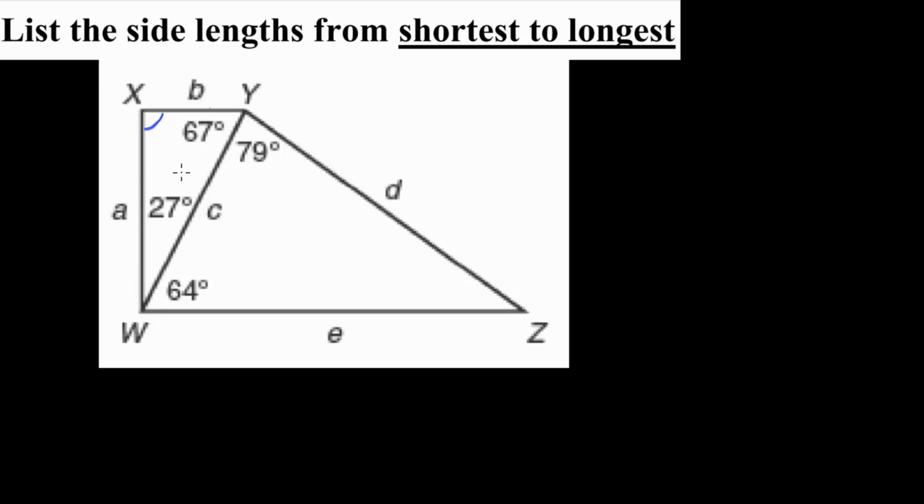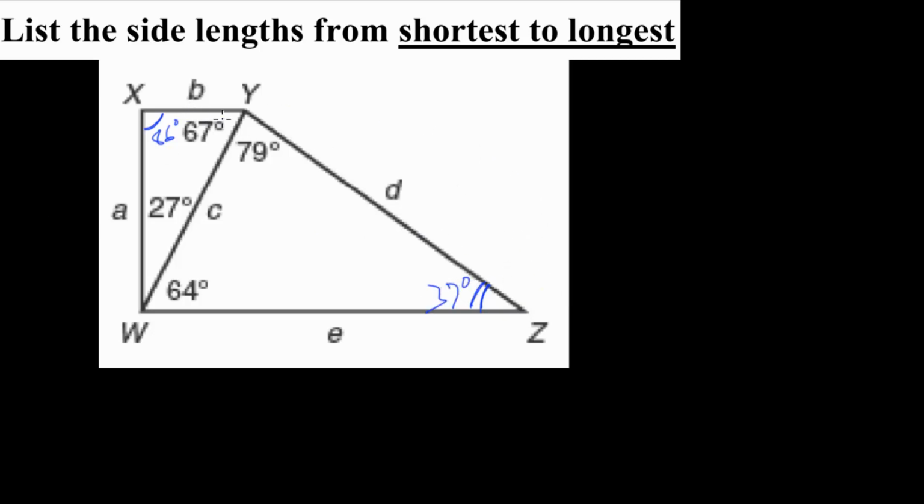We can add these two together, and 67 plus 27 is 94, and subtract that from 180 degrees to find that this missing angle here would be 86 degrees. Let me rewrite that. And within this triangle here, we can follow the same process. If we add these two angles together, they are equal to 143 degrees total. And if we subtract that from 180, we can figure out angle Z here, which would be 37 degrees.